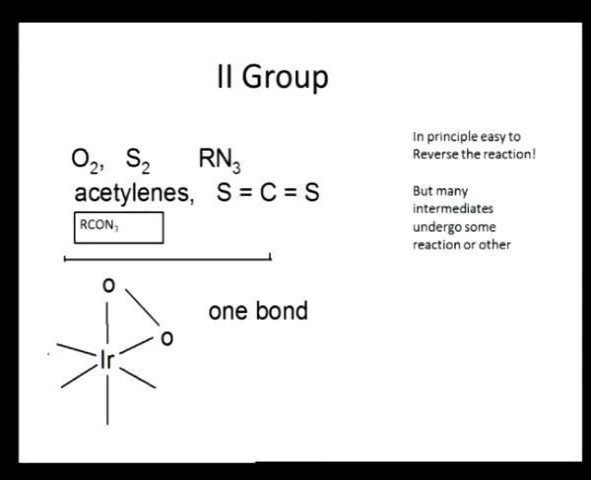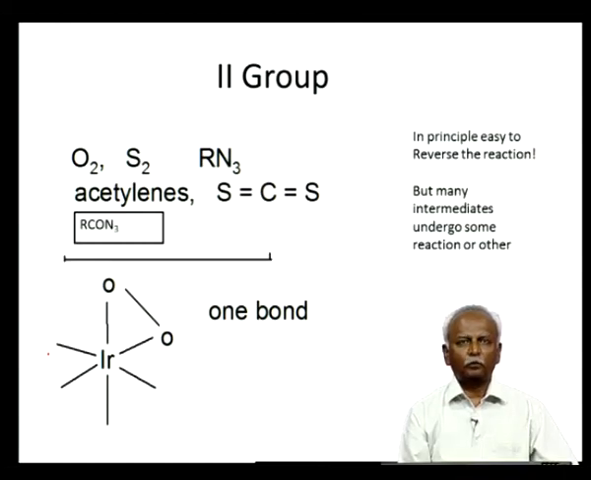So, if you take the second group of molecules which carried out oxidative addition, you notice that there are some addenda like oxygen, where one bond between the two atoms which are adding on was retained. In fact, in group 2, all of them will retain one of the bonds. In the case of acetylene, there are 3 bonds, and so it will end up with a product which had only 2 bonds.